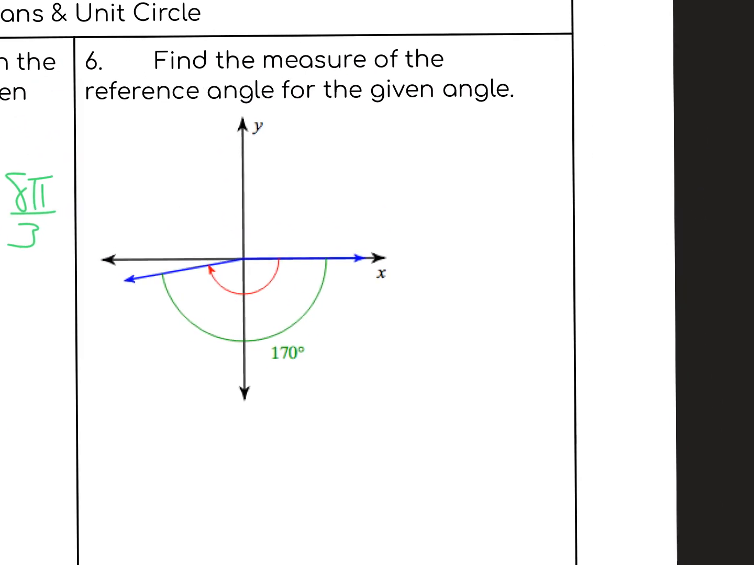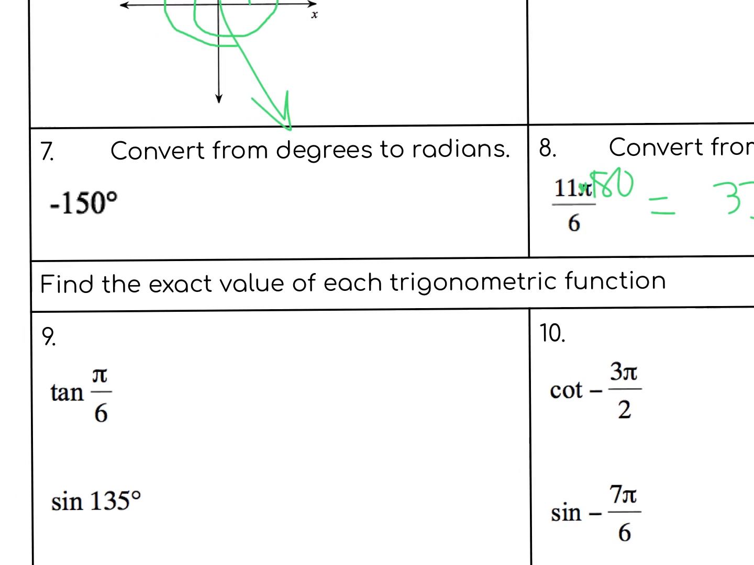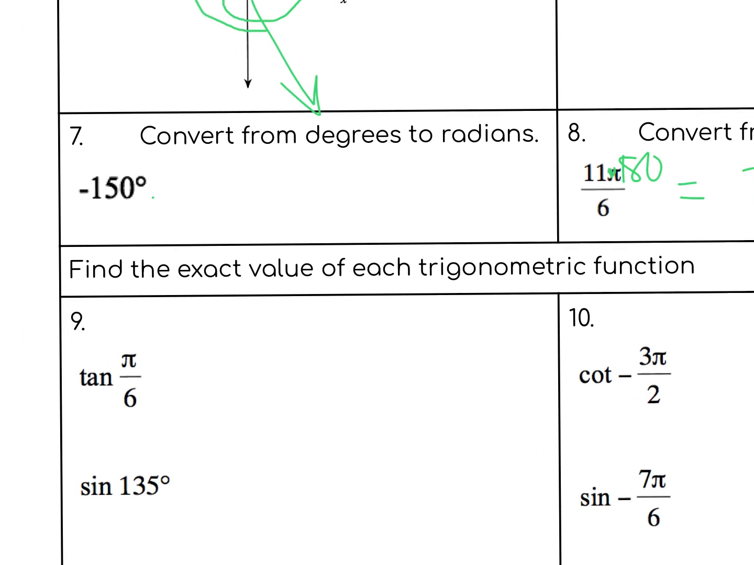Find the measure of the reference angle. Okay, that's this little guy. So it's 10. Convert from radians to degrees. So we'll put that 180 in there. 180 over 60 is 30. That's 330. 150 over 180, slap on a pi. Zeros go away. 15 and 8 both have 3's in them, so that's 5/6.